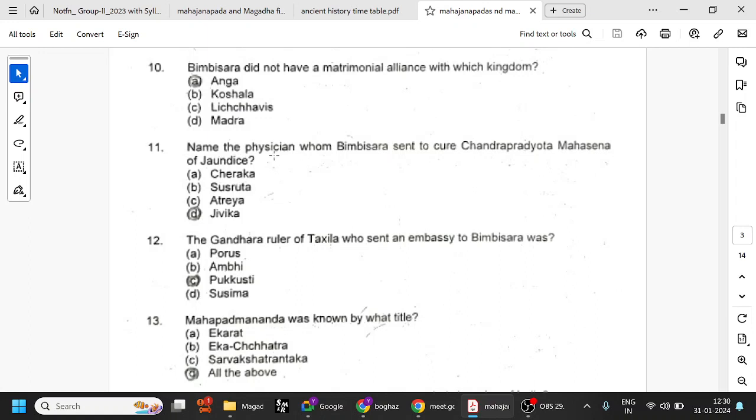So I asked you to remember this, right? Name the physician who Bimbisara sent to cure Chandra Prajota of Chandis. Jivika. Jivika is the physician of Bimbisara, and this Prajota belongs to Avanti, right? If you remember, Prajota belongs to Avanti.